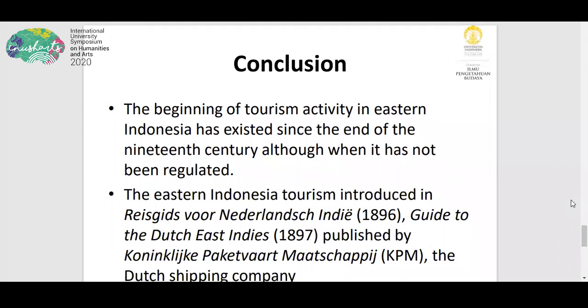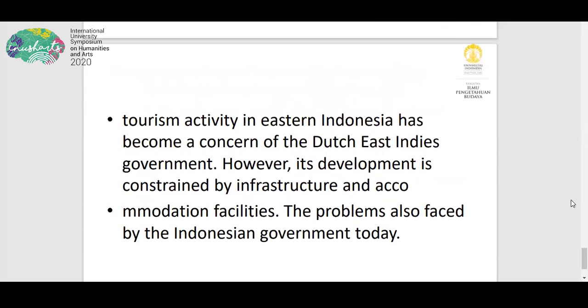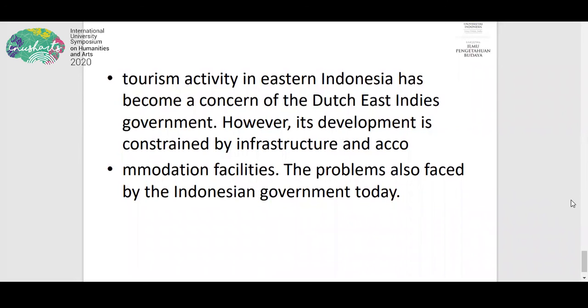As a conclusion, the beginning of tourism activity in Eastern Indonesia has existed since the end of the 19th century, although it was not yet regulated. Eastern Indonesia tourism was introduced in the Dutch guidebook Reisgids voor Nederlandsch Indië, published in 1896 and later translated into English, entitled A Guide to the Dutch East Indies, published in 1897. And tourism activity in Eastern Indonesia has become a concern of the Dutch East Indies government. However, its development is constrained by infrastructure and accommodation facilities, problems also faced by the Indonesian government today. Thank you for your attention.